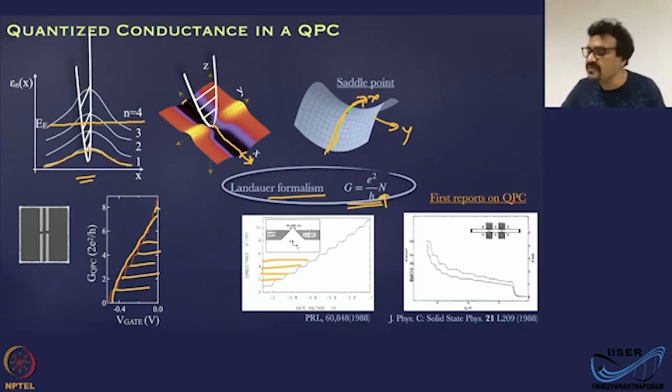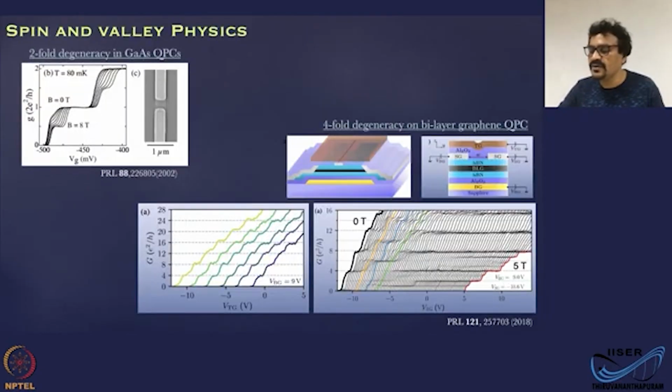But if you apply a magnetic field, then you will see the effect of spin, because spin is another channel. Okay. So as shown here, at zero field it is quantized in 2e square by h. The moment you vary the field to a high field, you can see that each of these is going to split into 2. So you have e square by h steps. But in the absence of the field, you have 2e square by h steps.